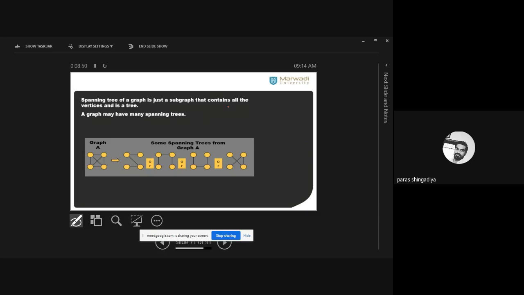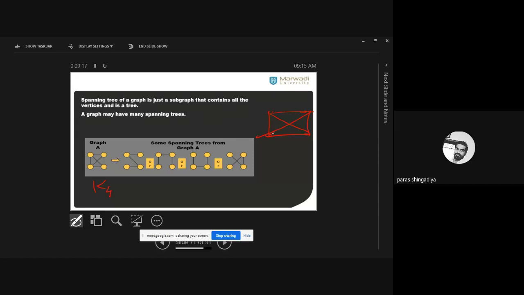And here is one more result. A spanning tree is a subgraph that contains all the vertices, and it is a tree. And a graph may have many spanning trees, as you can see in this graph. That is the shape of K4. Okay, what is this shape? That is a graph of K4. 4 vertices, and all the vertices are connected to each other. Okay, that is the shape of K4. Clear? And we can create many spanning trees of K4.